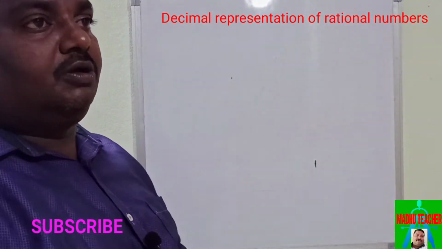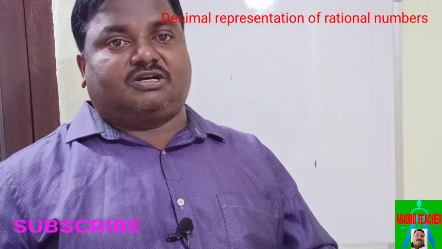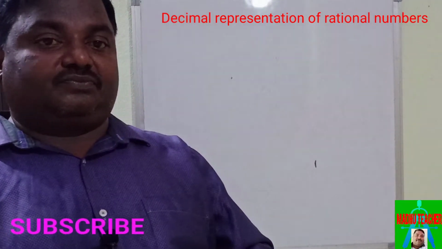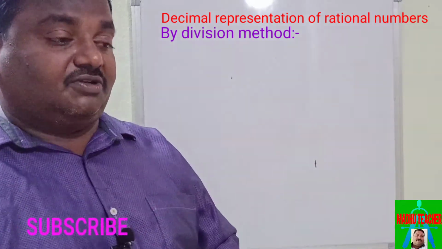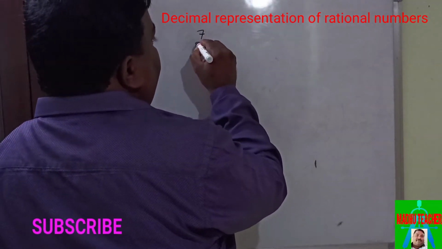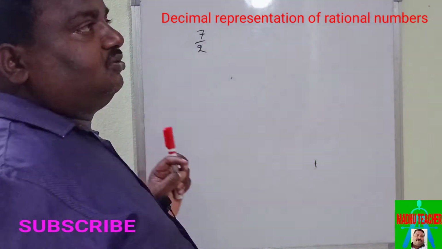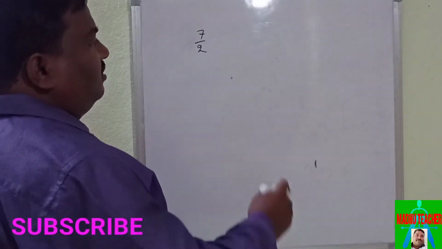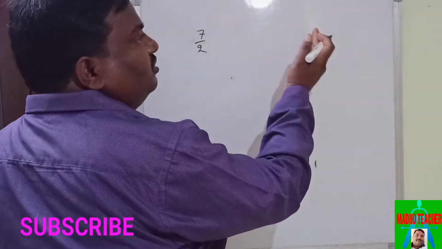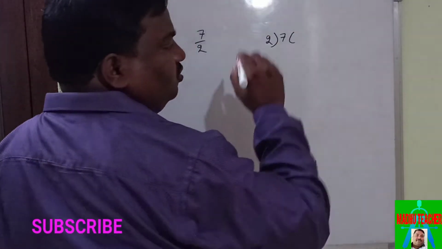Hi everybody. Today we are going to discuss decimal representation of rational numbers, by the division method. Suppose I have 7 by 2. Here 7 by 2 is a rational number. To convert this rational number into decimal form, you have to divide 7 by 2.